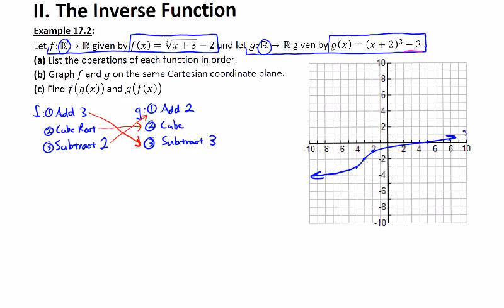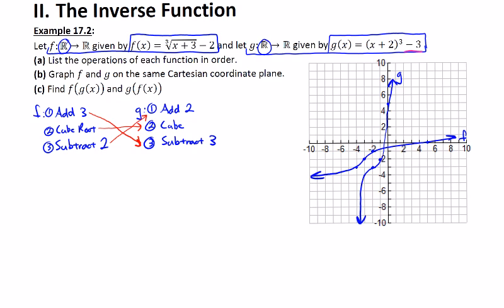I'll label that as f. G is supposed to be a cubic function, shifted to the left 2, but down 3. And I'll draw that one step at a time. And that gives me the graph of g. Now, they are two different shapes, but they are different in such a way that they create a pattern.